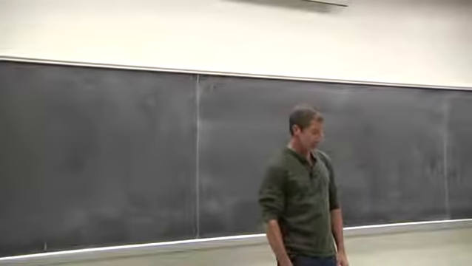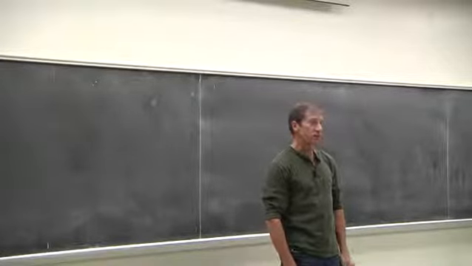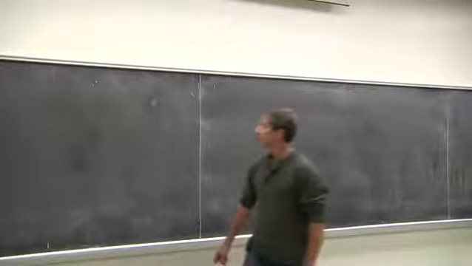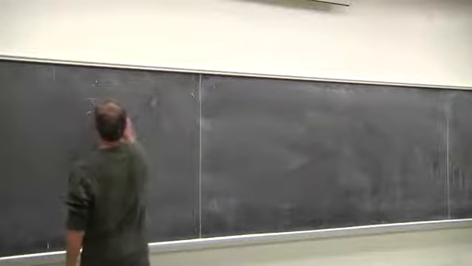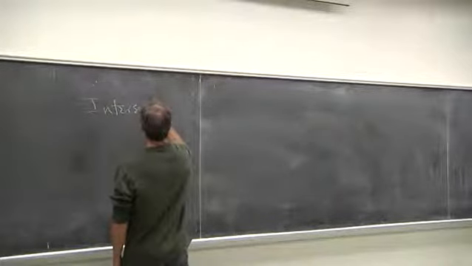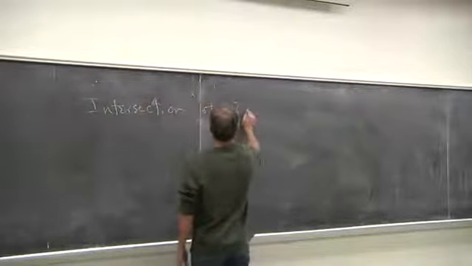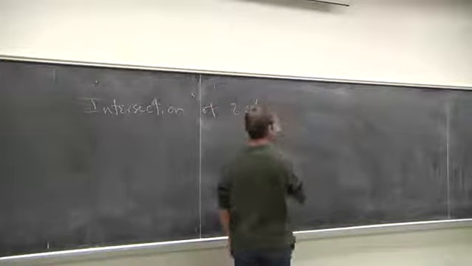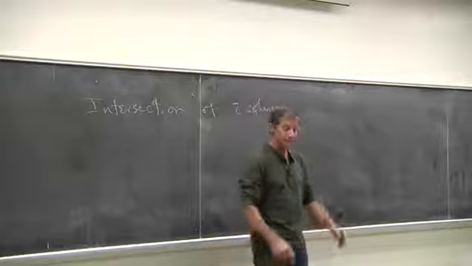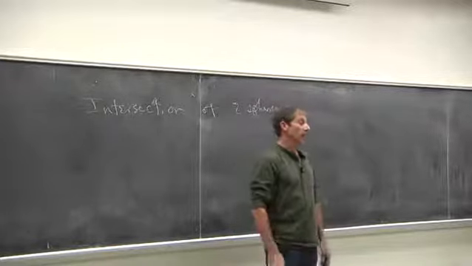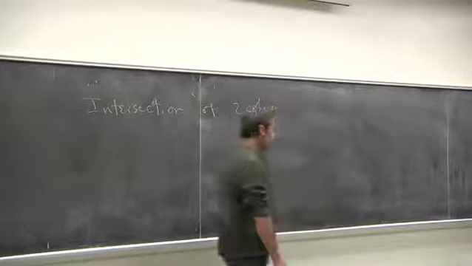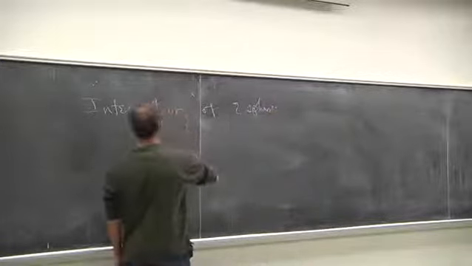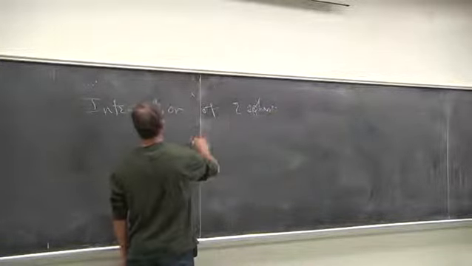So I want to start by asking you, what do you get if you intersect two spheres? I just mean ordinary spheres in three-dimensional space. What can you get? A circle or a point? How do you get a point? Yeah, so if the two spheres are touching at just one point, then you can have that.